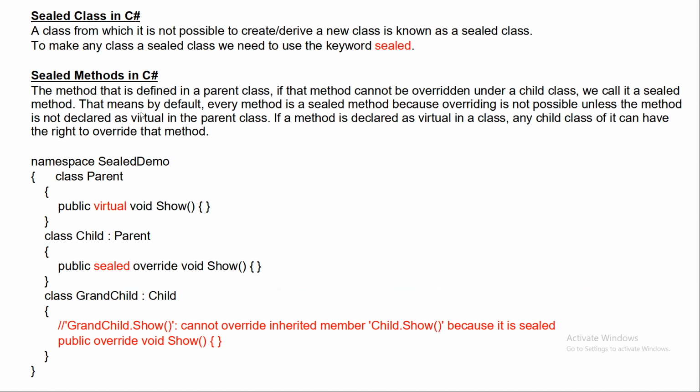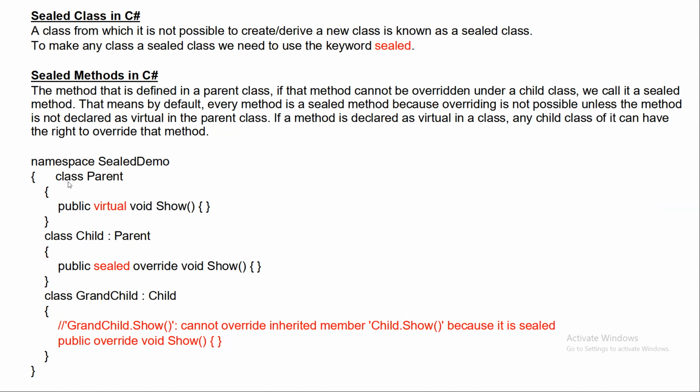By default every method is a sealed method, because overriding is not possible unless the method is declared as virtual in the parent class. If a method is declared as virtual in a class, any child class has the right to override it. If I keep it as virtual, then you can override. But if you don't want it to be overridden, you have to use sealed.